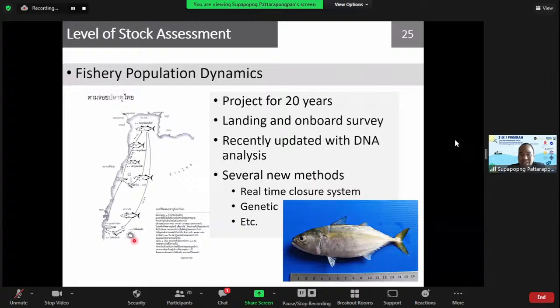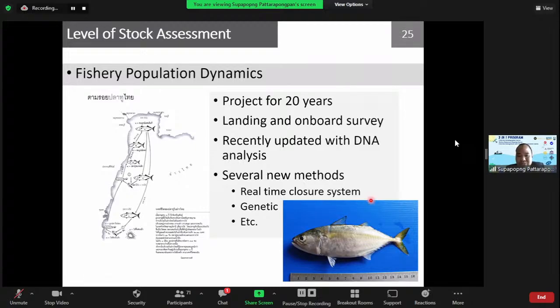And this is the practical experience, or practical information, on fish population dynamics. This is the case study from the Gulf of Thailand in Thailand. This project is conducted to know the population dynamics of this mackerel. This is one of the very famous fish in Thailand. Every household knows and really loves to eat it.